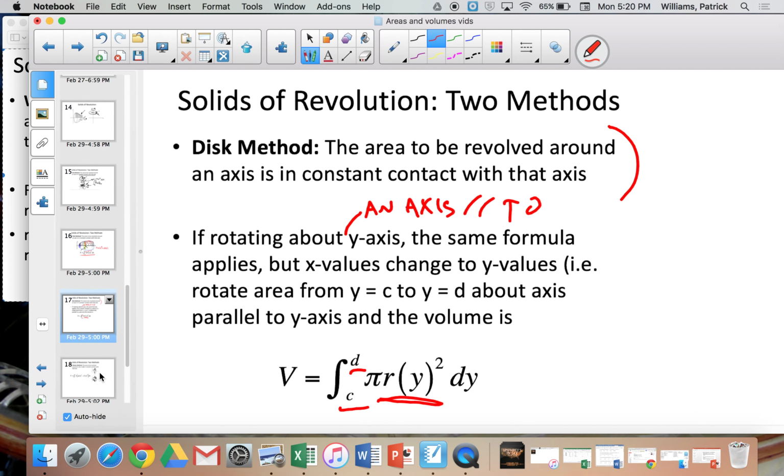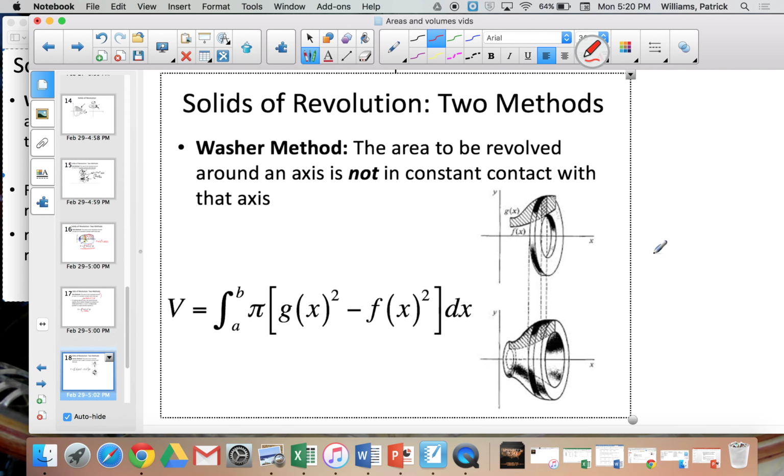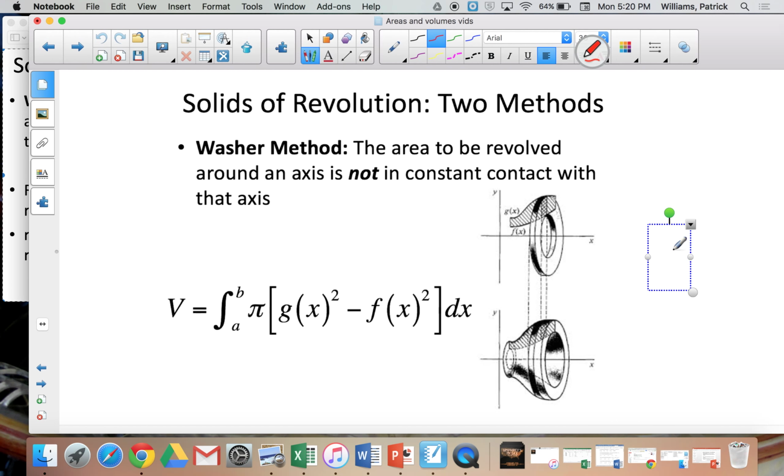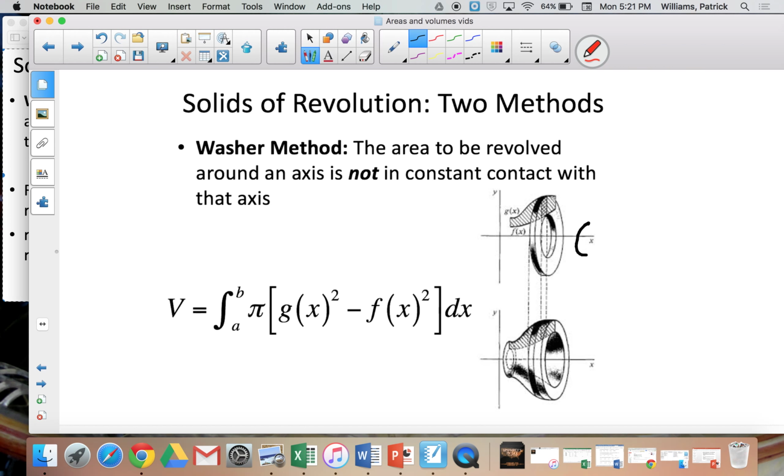So the next method in solids of revolution is called the washer method. So remember that we said in the disk method we want our area that we're rotating to be in constant contact with the axis of rotation. Well, look over here to the right. We see that, let's say in this case, we were rotating everything about the x-axis. Well, in this case, our area, this shaded area that we're rotating, is not in constant contact with the x-axis. In fact, it's not in contact with it at all.